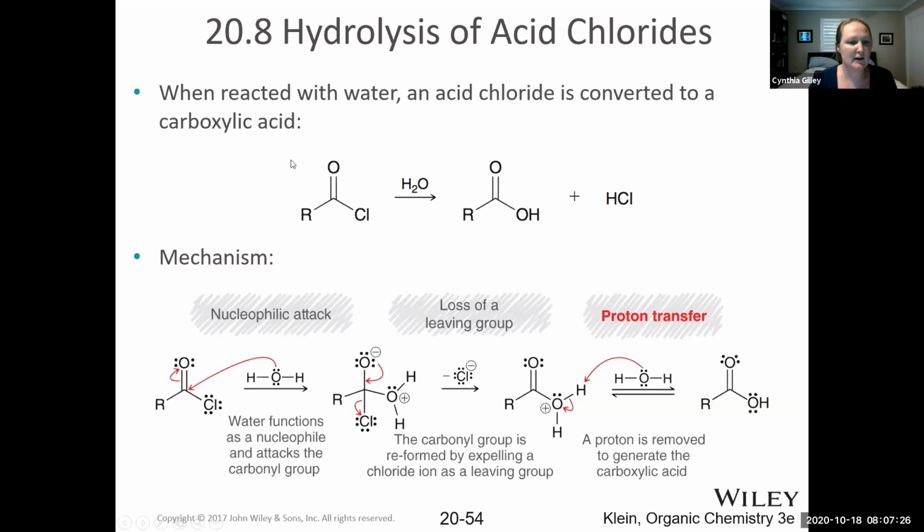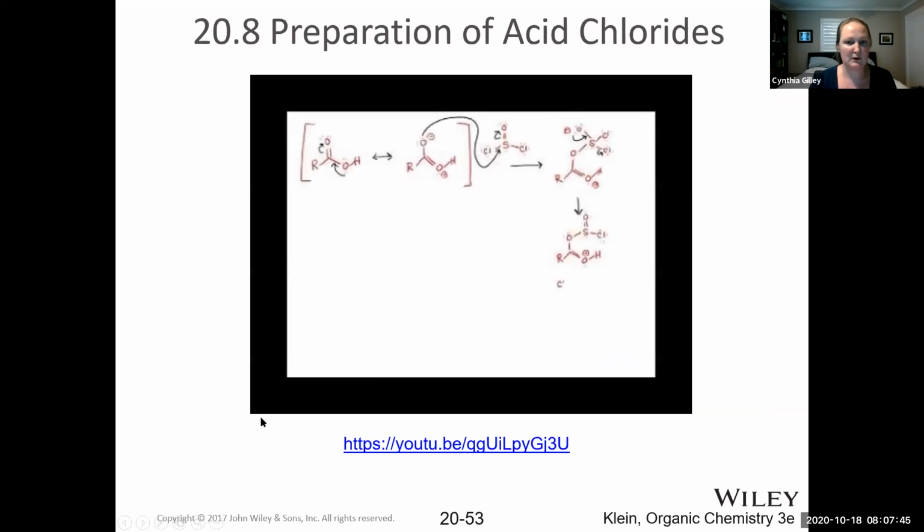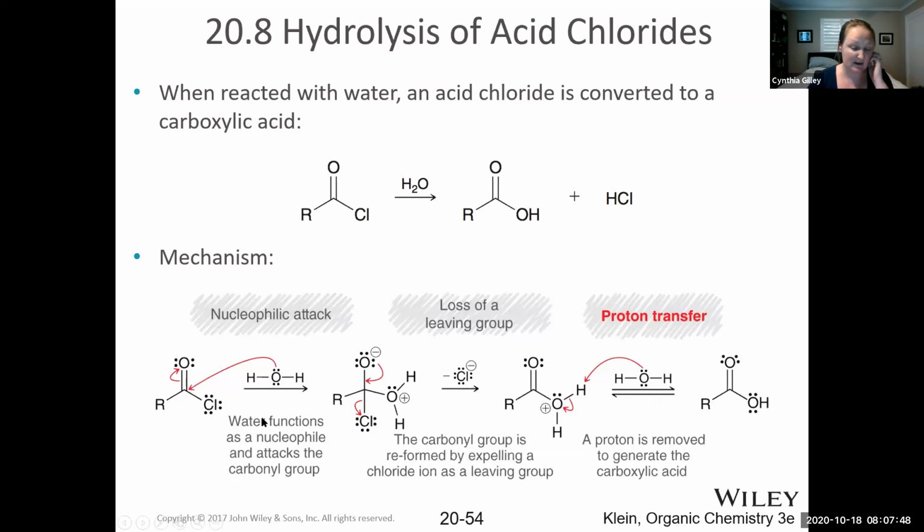Acid chlorides, again, are very, very electrophilic and very reactive. So we talked about the fact that if we treat it with water, we are going to synthesize a carboxylic acid. So the mechanism, I believe this was shown before. Did I go the wrong direction here? Or do I just have it in here twice? Possibly I have it in here twice. Either way, we can go over it again.